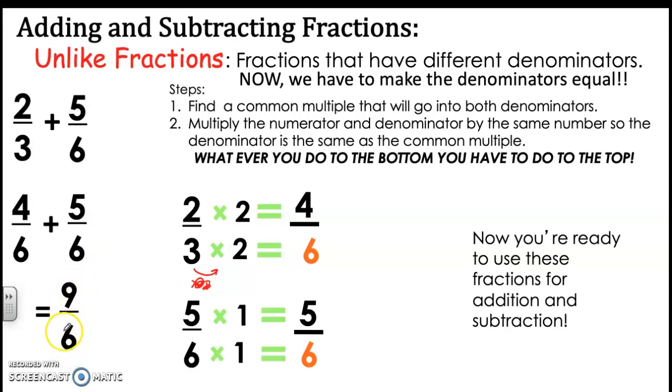Okay, can I reduce 9 over 6? Let me see, divided by 2, no, divided by 3, oh yes, I can divide by 3 here, and divided by 3 as well at the bottom. So 9 divided by 3 gives me 3, 6 divided by 3 gives me 2. So my reduced and final answer will be 3 over 2. 9 over 6 is not wrong, but 3 over 2 is a better answer because you reduced that already. Okay, so that's our goal.